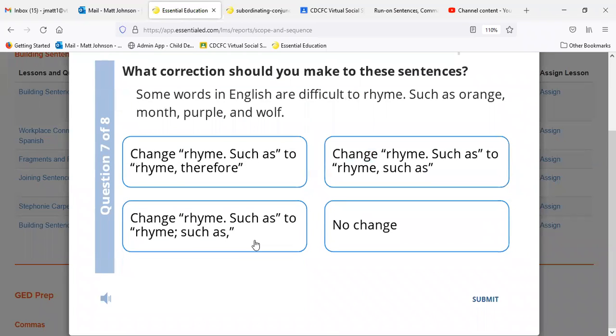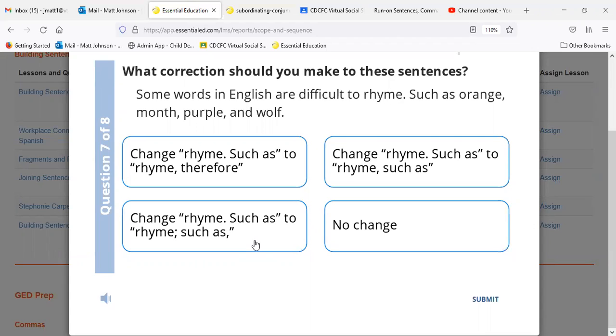All right, 7. So the correction we need to make here: some words in English are difficult to rhyme, such as orange, month, purple, and wolf. That second sentence is not a sentence, right? It's a subordinate clause. We know that because of such as, which we saw in our subordinating conjunctions. So such as orange, month, purple, and wolf, we need to combine with our independent clause, that complete sentence, some words in English are difficult to rhyme.